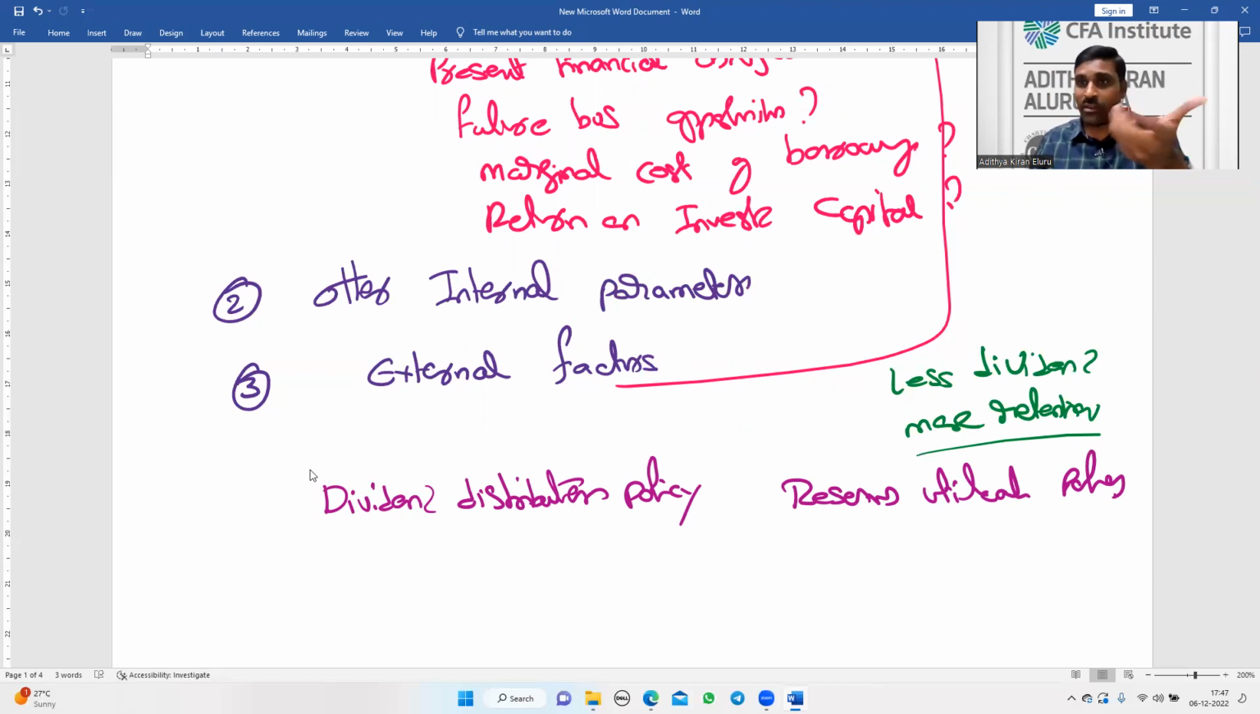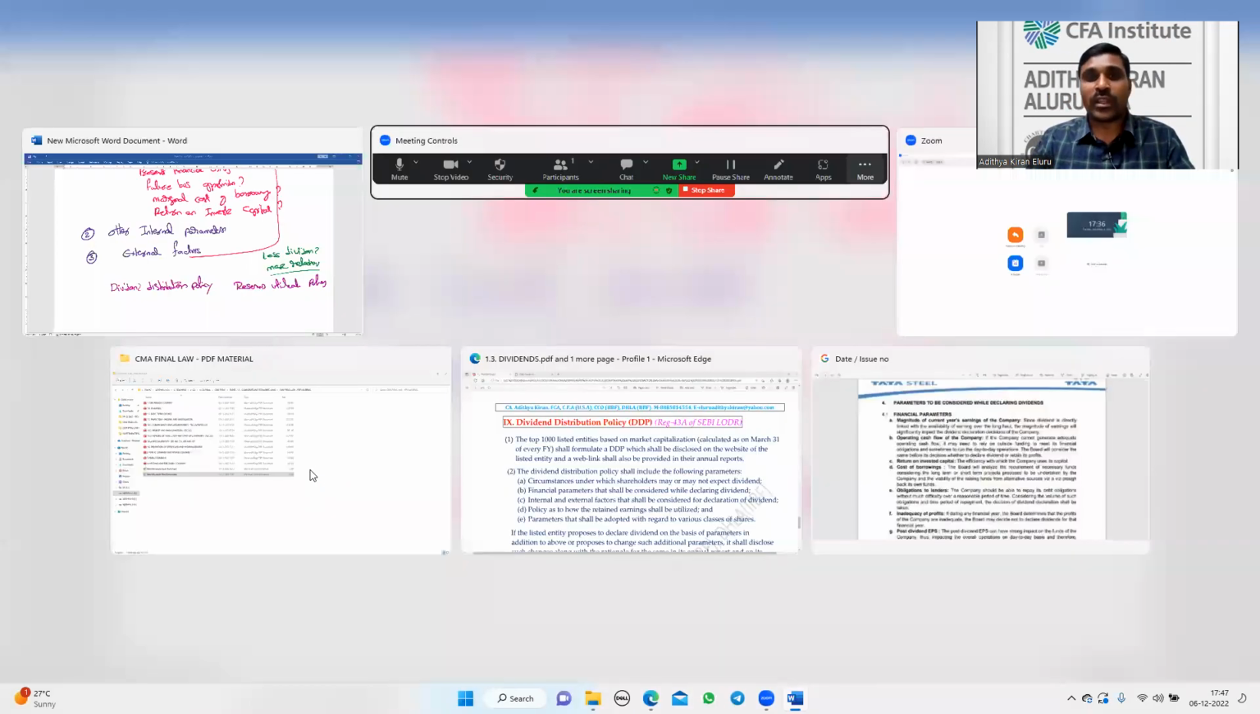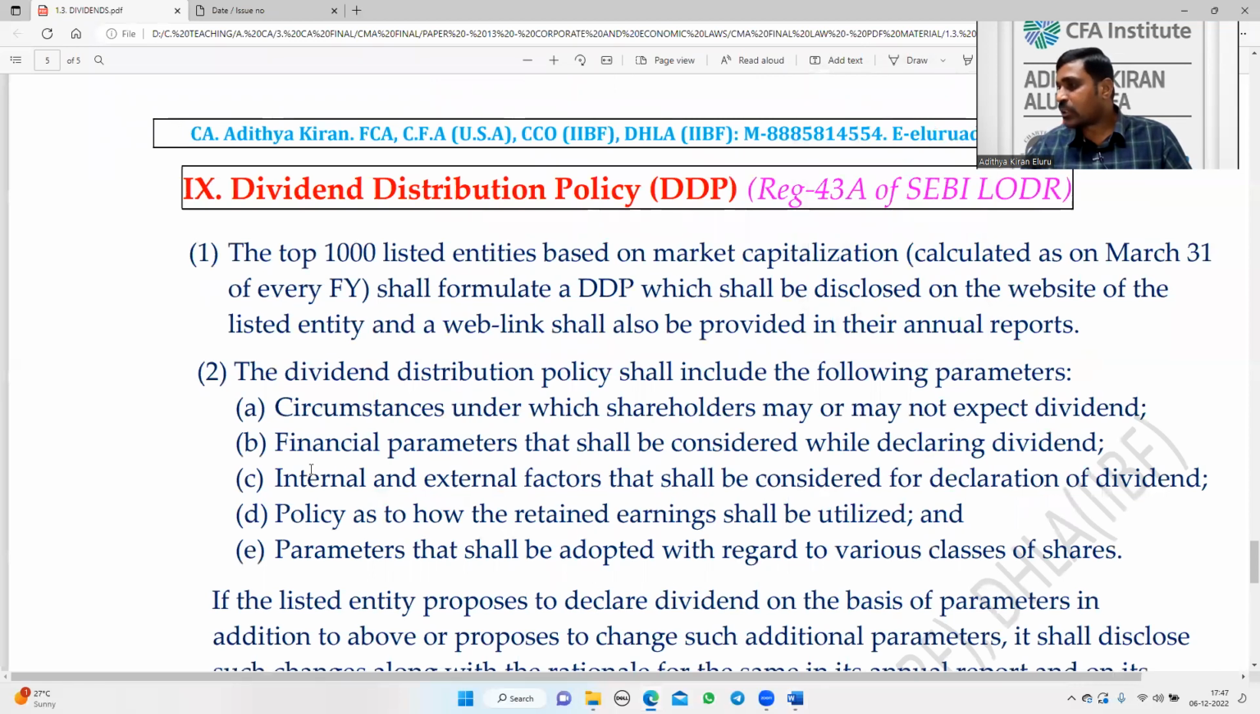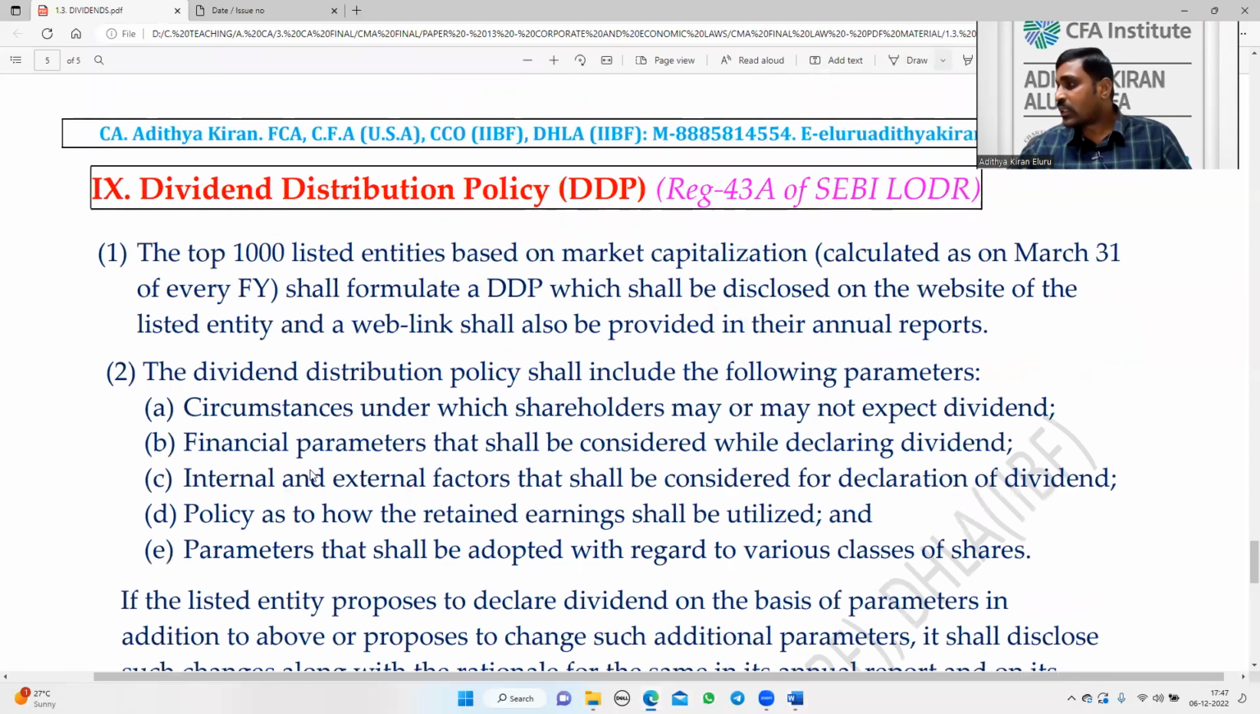Yes, good. You have given a justification. How are you going to utilize that retained earnings? That means a retention utilization policy should also be there. That is the important point here. Though the heading says dividend distribution policy, if you look at what the SEBI guideline says, it also says there should be a policy as to how retained earnings shall be utilized. That means not only a dividend distribution policy, but also a policy on utilization of retained earnings.